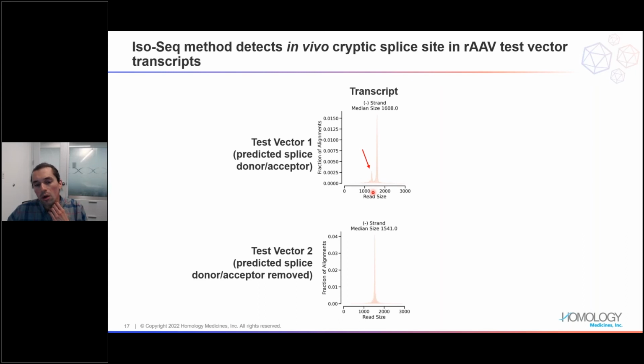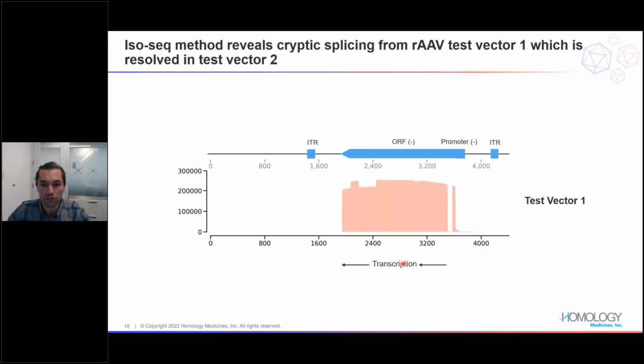What we took from this, and from some other data, was that approximately 10% of the time or so, we were getting some cryptic splicing. You can see that here, it was resulting in just a smaller mRNA. And then when we changed it, we were able to see that we totally resolved the expression of that cryptic splicing.